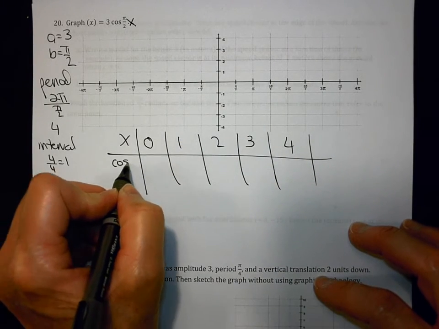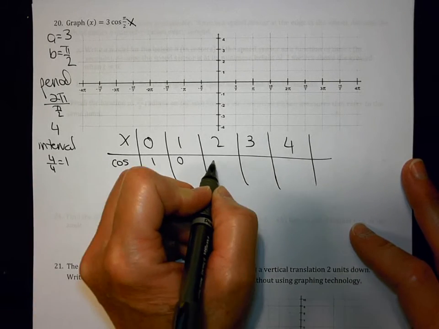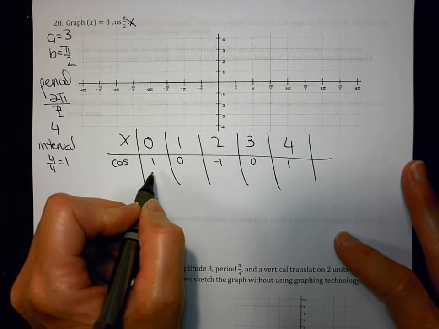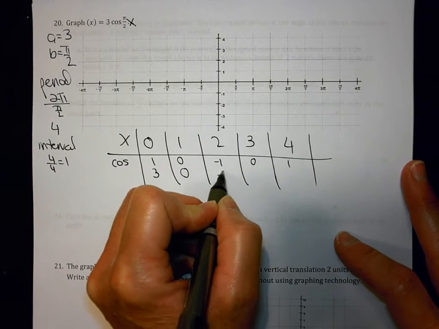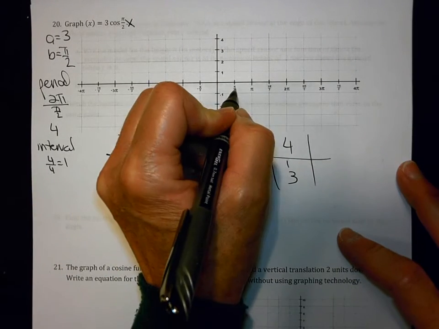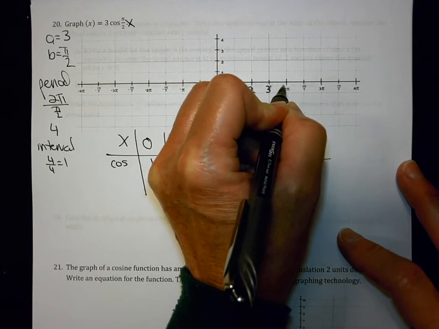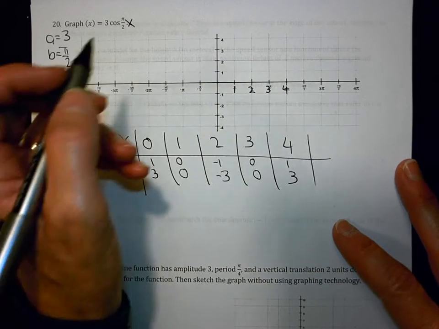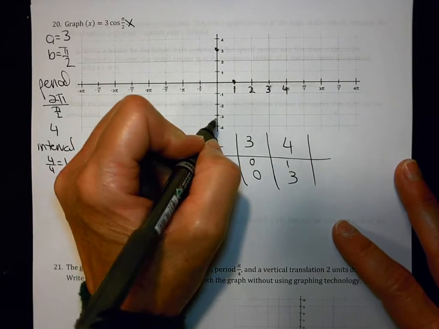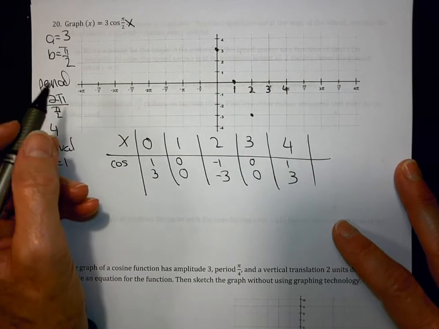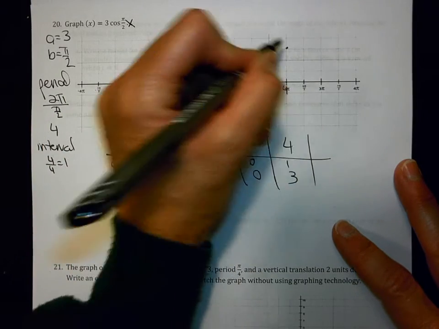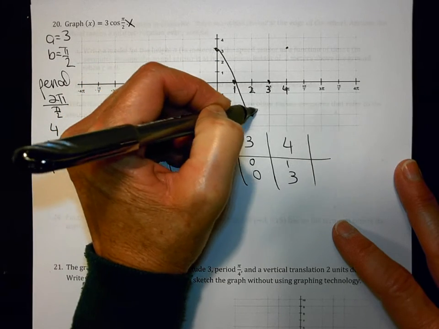It's a cosine, so pattern, and we're multiplying by the amplitude, so 3, 0, negative 3, 0, 3. So in this case, I'm going to change these to 1s, 2s, 3s, and 4s. So at 0, we're up. At 1, we're at 0. At 2, we're down. At 3, we're back at 0. And at 4, we're back up at 3. So it's a cosine graph. It should have that one valley picture.